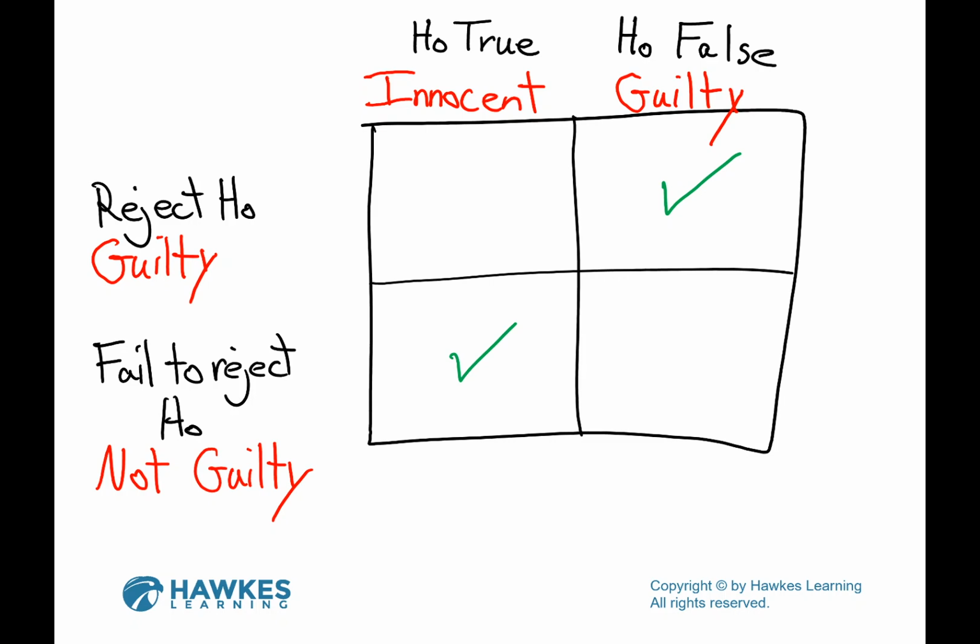If we reject a true null hypothesis, do you remember which one that is? That's a type 1 error. So here in this box, that's what we would call a type 1, and we use Roman numerals, so type 1 error. If we have a guilty person and we don't reject that false null hypothesis, that's a type 2 error. So there's always a chance of these two things happening.